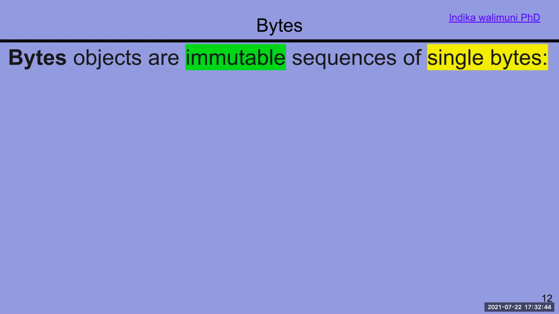All right, so let's learn about the bytes object. Bytes objects are sequences of single bytes, and they are immutable.